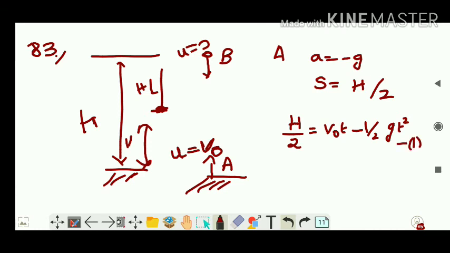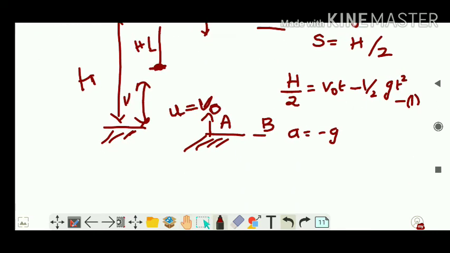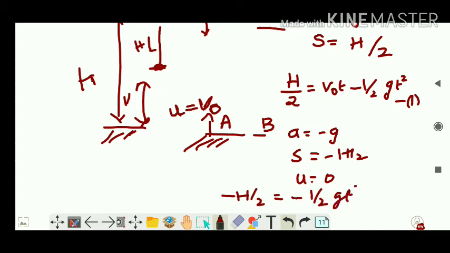Now regarding body B, this is body A, this is body B. Here also a is minus g, but body B is moving downwards, so the displacement is h by 2 itself, but S will be minus h by 2. And its initial velocity is 0. So S is equal to ut plus half gt square. I will write it as minus h by 2 is equal to ut, which becomes 0, minus half gt square. Minus minus cancel, so it is plus. So h by 2 is equal to half gt square. That is our second expression. You can see the first expression is also for h by 2, and the second expression is also for h by 2.